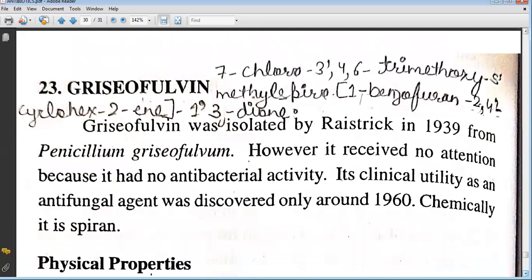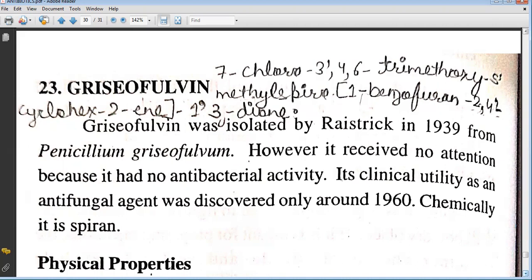Griseofulvin: 7-chloro-3',4,6-trimethoxy-5'-methylspiro[benzofuran-2,1'-cyclohex-2'-ene]-3,4'-dione. Griseofulvin was isolated by Oxford in 1939 from Penicillium griseofulvum. However, it received no attention because it had no antibacterial activity. Its clinical utility as an antifungal agent was discovered only around 1960.